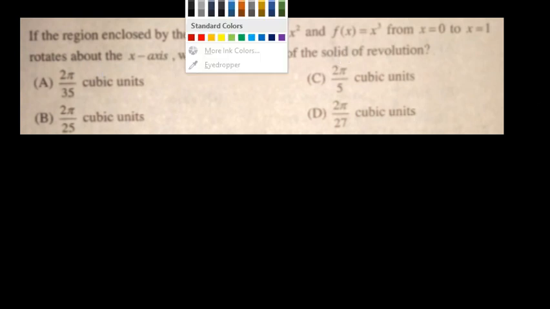The next question says: if the region enclosed by the graph of f of x equals x squared and f of x equals x cubed. Okay, there are two functions here. Then what's asked? From 0 to 1. The evaluation is from 0 to 1. Rotate about the x-axis. What is the volume of the solid of revolution?